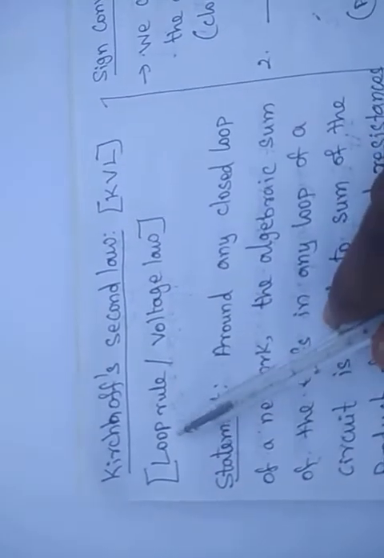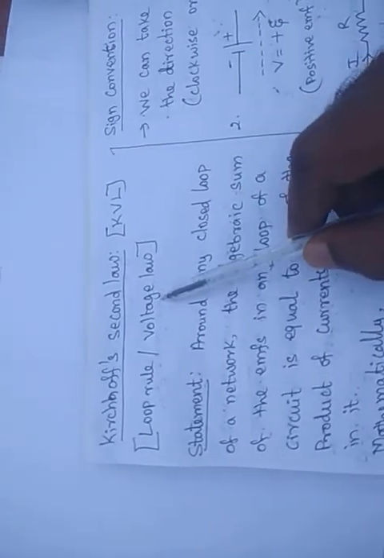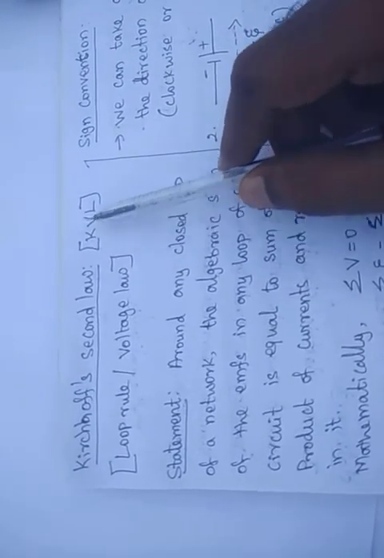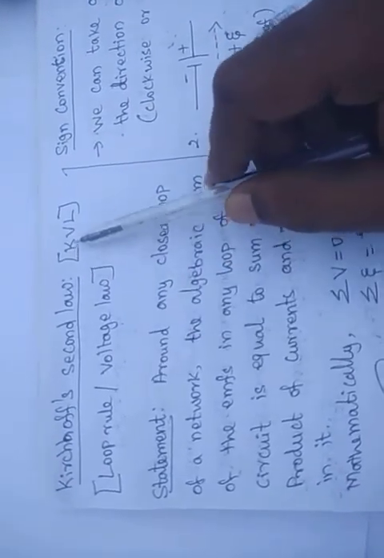Kirchhoff's second law. Kirchhoff's second law is otherwise called the loop rule or voltage rule. So we can often simply say KVL. So the first law is Kirchhoff current law, KCL. This is Kirchhoff voltage law, KVL.